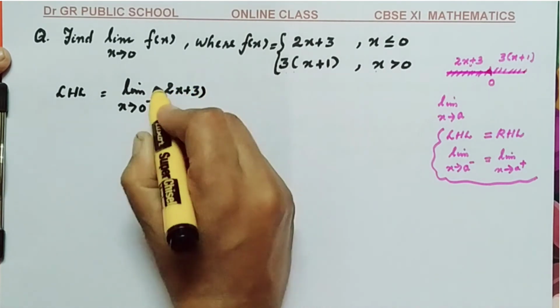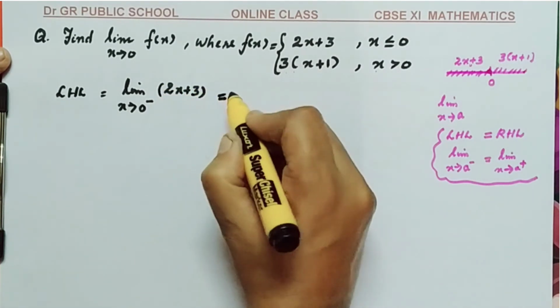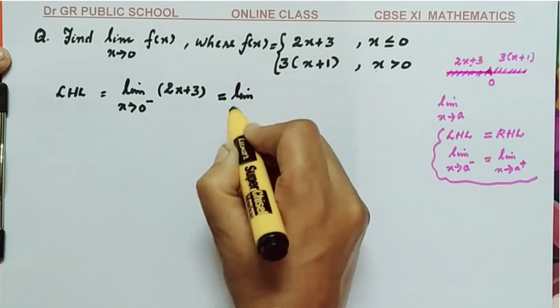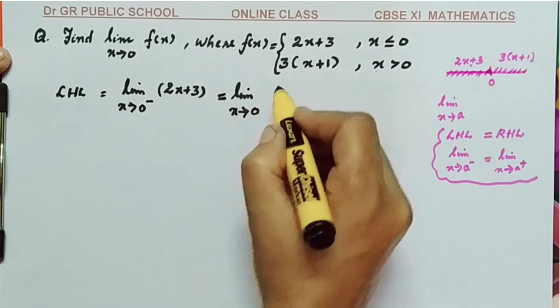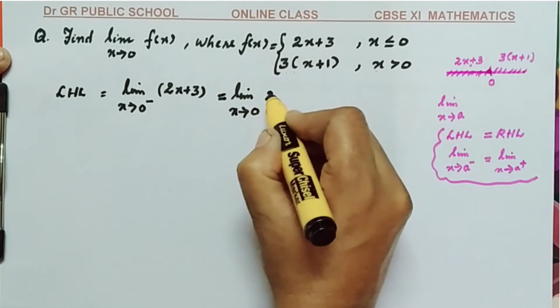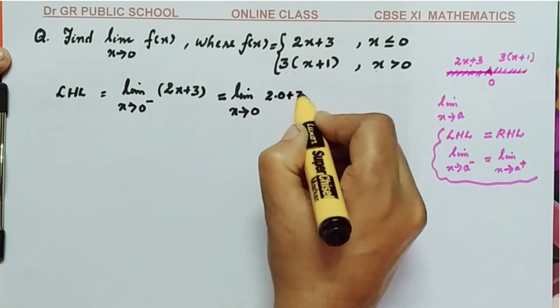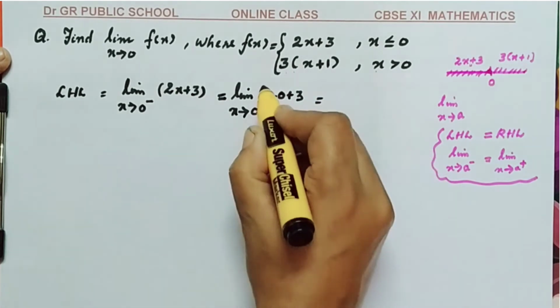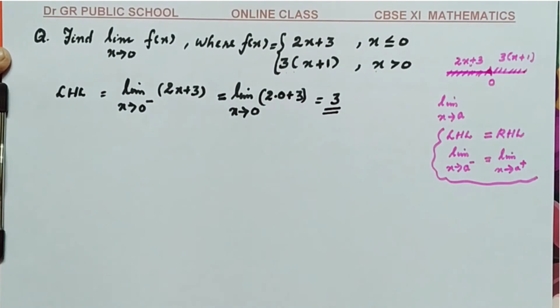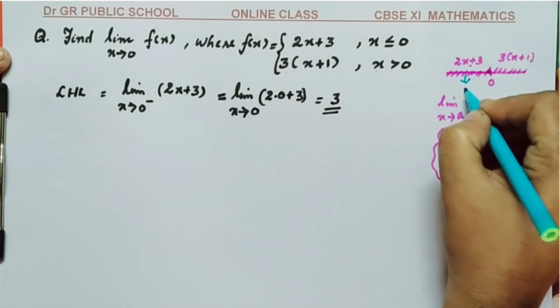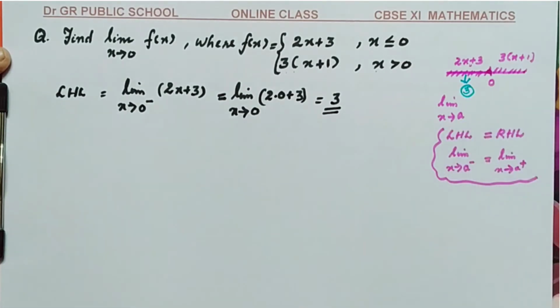Identify that. To find the limit, it is limit x tends to 0. Here you can substitute the value of x as 0. 2 into 0 plus 3 equals 3, since 2 into 0 is 0, and 0 plus 3 is 3. So the left hand limit value is 3. Here the value of the function is 3 on the left hand side.